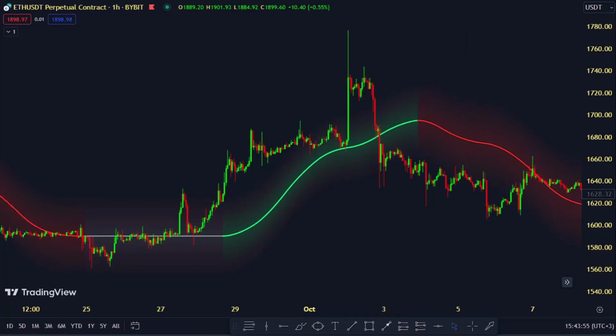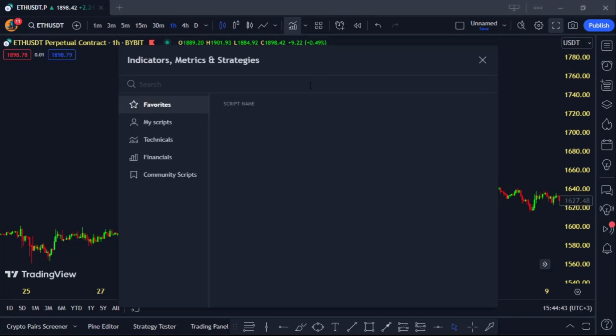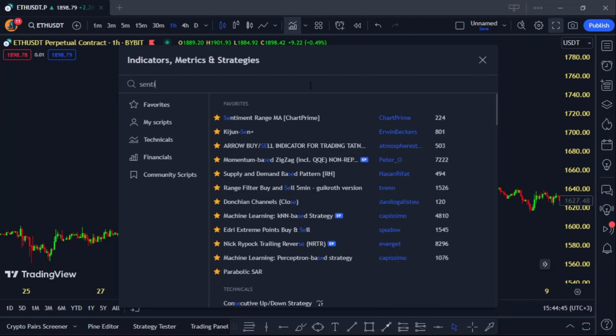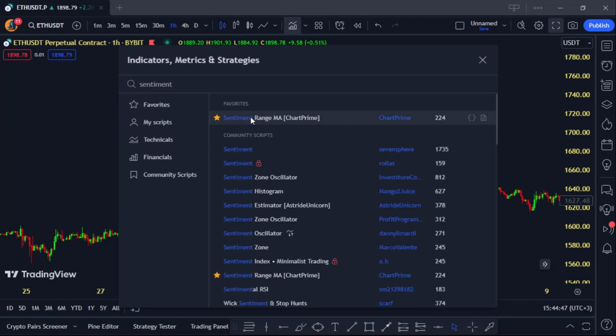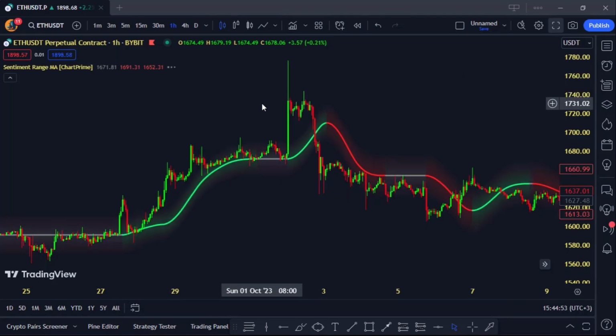Let's dive into installing this incredible indicator on your chart. Log into your TradingView account, open any market you're interested in. Right now, I'm looking at the Ethereum price chart on the 1 hour time frame. Go to the indicators, search for settlement range MA, created by Chart Prime. Thanks to him or her, by the way. And guess what? It's 100% free.